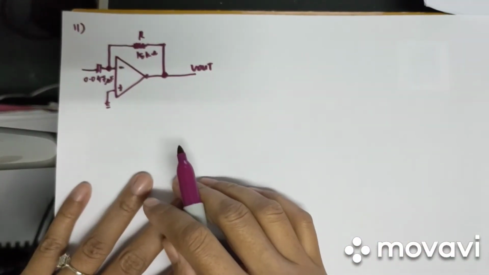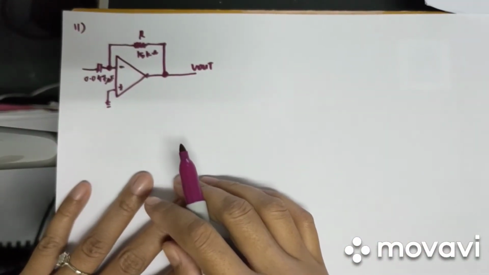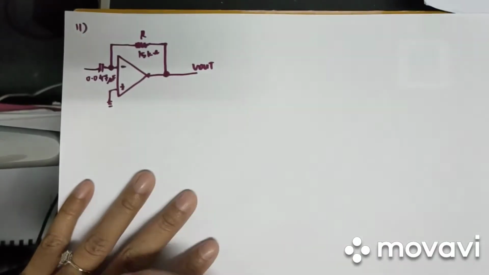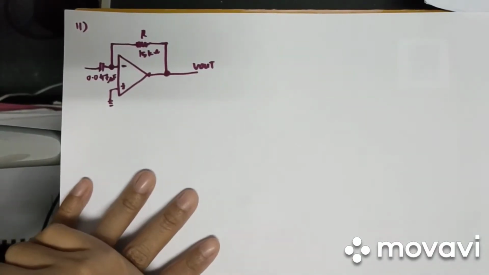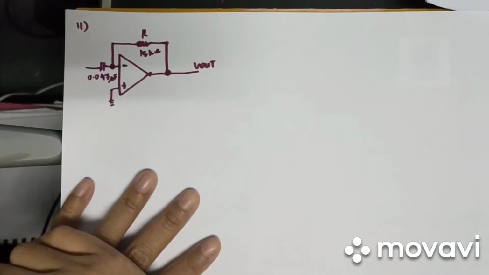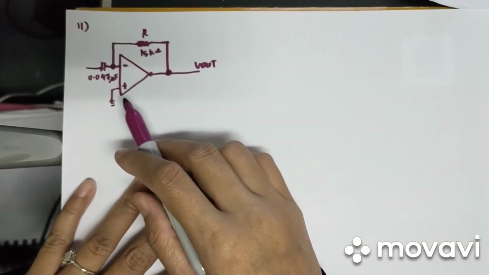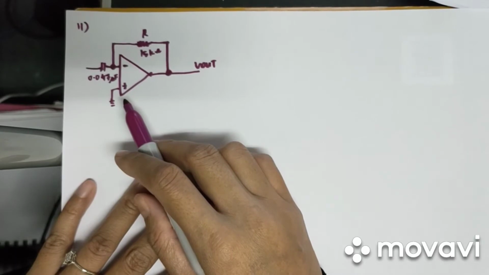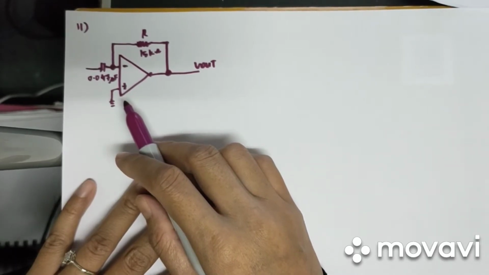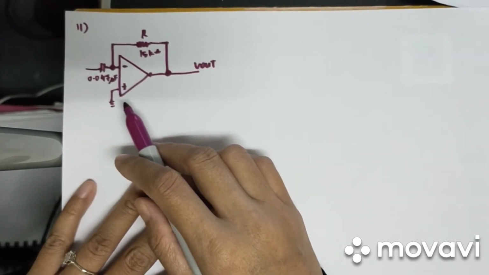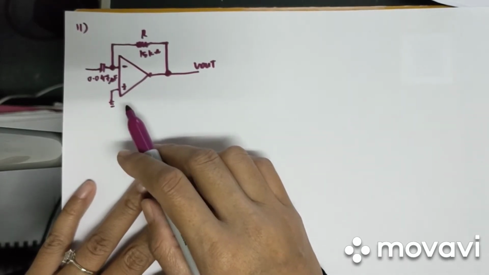Alright, this is tutorial 2, question 11. As you can see, this question is the same kind of differentiator of m. The question is asking us to find what is the output voltage. Let's read the question first.